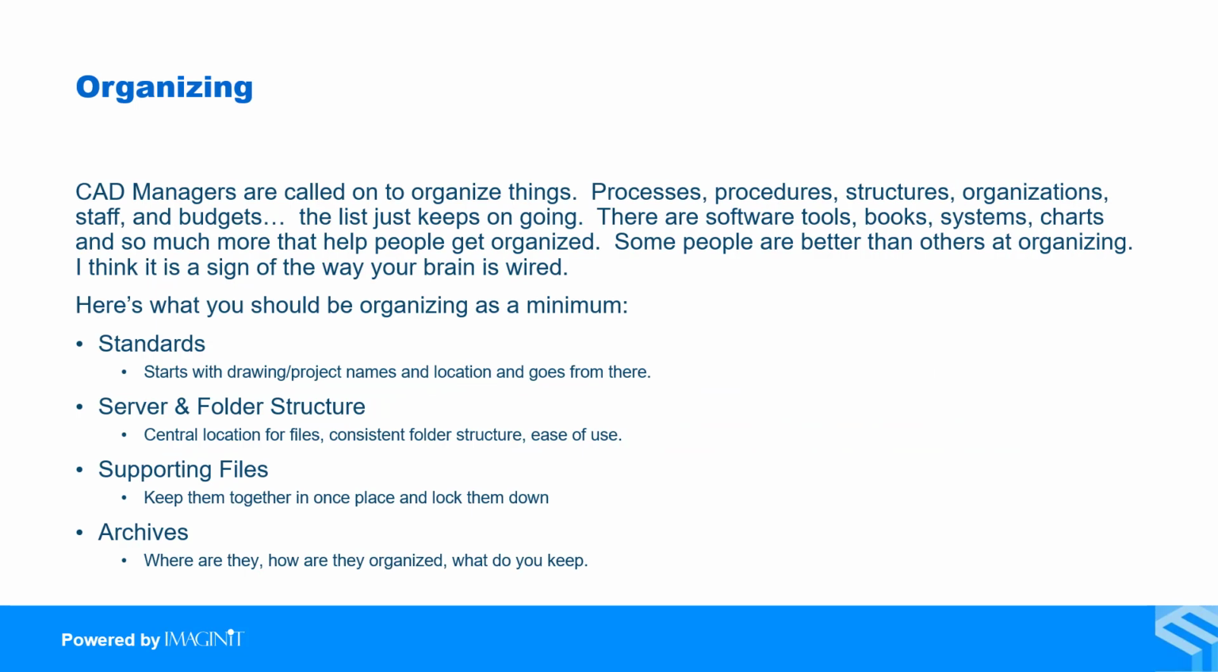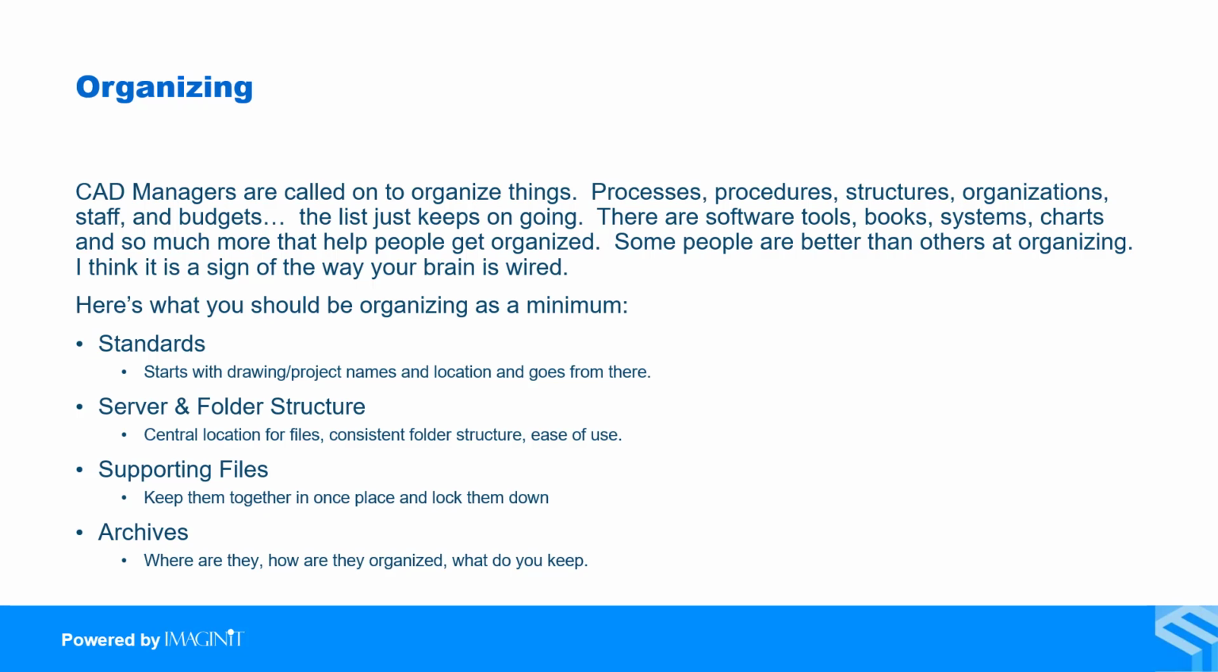So now that we've done planning, now we have to organize. CAD managers are called on to organize things. We are usually required to organize processes, procedures, structures, organizations, staff, and budgets. The list keeps on going. There are software tools, books, systems, charts, and so much more to help people get organized. And some people are better than others at organizing. I think it's a sign of the way our brain is wired.